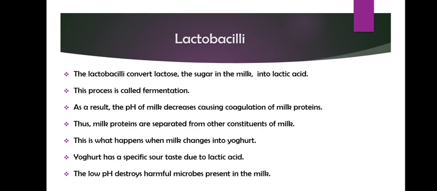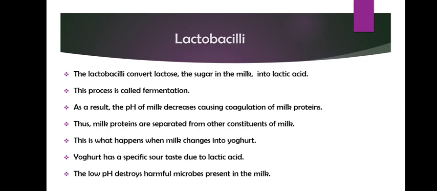Lactose is the name of the sugar which is present in the milk, okay? This lactobacilli will convert this sugar of milk into lactic acid. Now, this particular process of converting lactose sugar into lactic acid is called fermentation, which is done by lactobacilli. Now, because a lot of lactic acid is produced in the milk, the pH of milk will become acidic. Okay, and because the pH of milk becomes acidic, it leads to the coagulation of milk proteins.